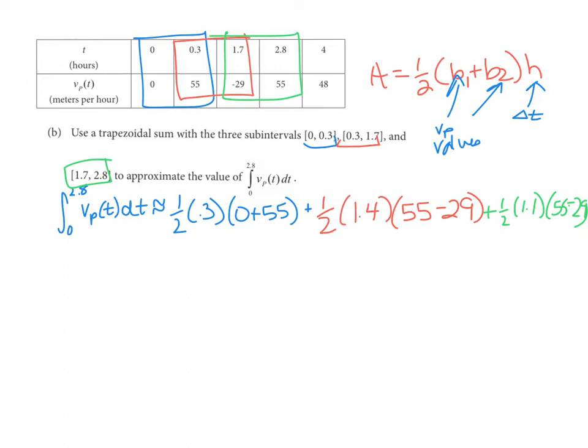I would recommend, if they ask you for units, you just write this and then you write meters as the units here, because if you take the integral of a velocity, your unit is going to be a distance. But if you work this out, you can just stick it in your calculator, you should get 40.25. And actually, this is a 1-point question. You just get 1 point for getting that answer.